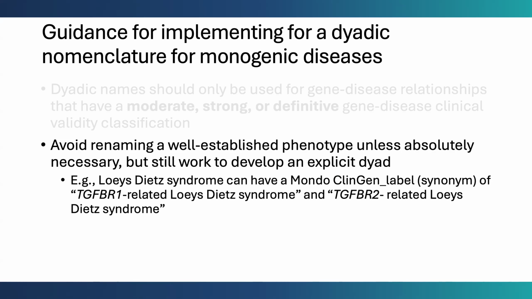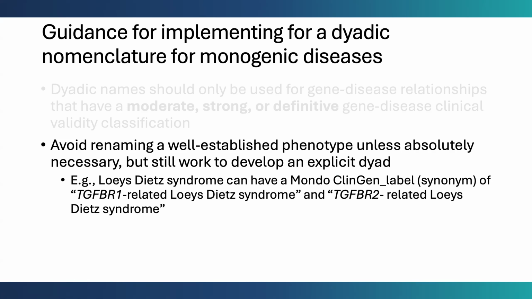So we have Loeys-Dietz here as an example. So Loeys-Dietz, maybe we don't want to change that name. That's a certain set of clinical features that people are very well familiar with and understand, but a Mondo ClinGen label for this, or a synonym for Loeys-Dietz syndrome or Loeys-Dietz syndrome type 1 could be TGFBR1-related Loeys-Dietz syndrome. That would tell you that more gene-disease relationship.